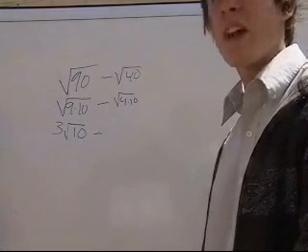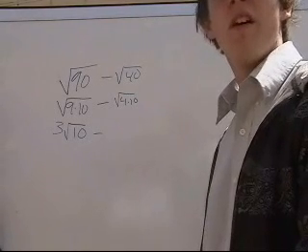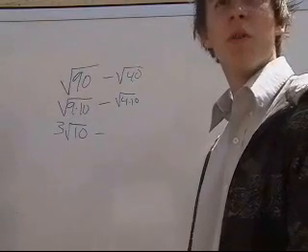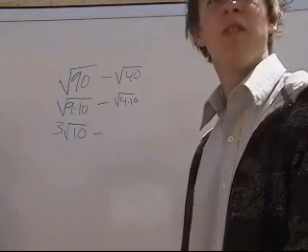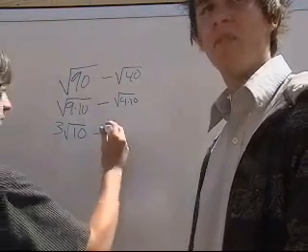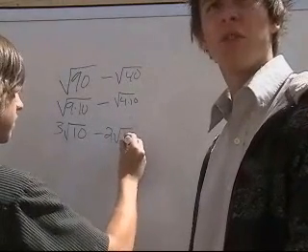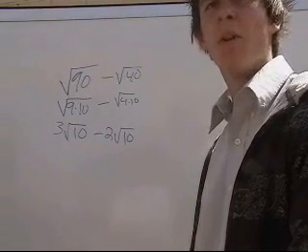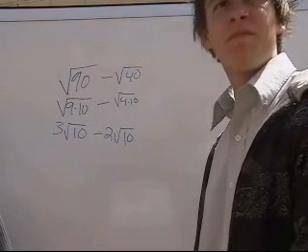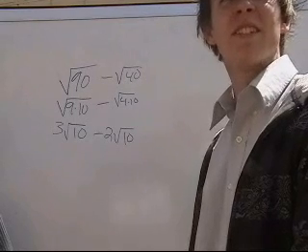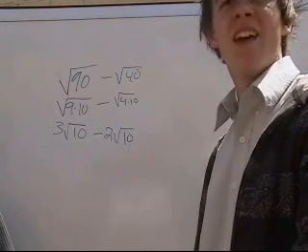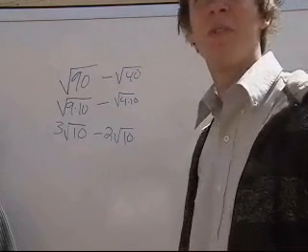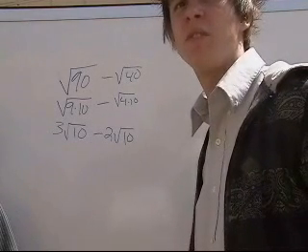So you'd get 3 times the square root of 10. And for 40, I already said that it would become the square root of 4 times 10. So you square 4 and not 10, because 10 cannot be squared, but 4 can. After you square those numbers, you would get 3 times the square root of 10 minus 2 times the square root of 10.